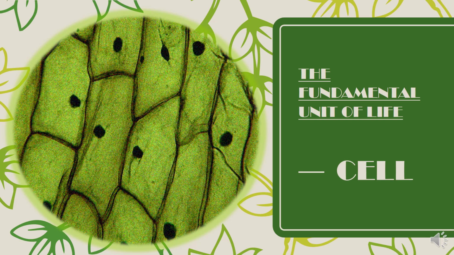If they look different externally, then why are they all performing similar functions? That is because of the presence of the same unit of life in all, and that unit of life is called the cell. So in this chapter we'll discuss the cell, and we'll come to know what the basic structure of the cell is.